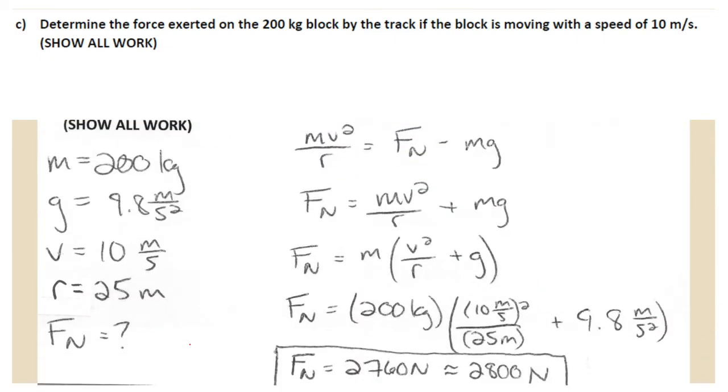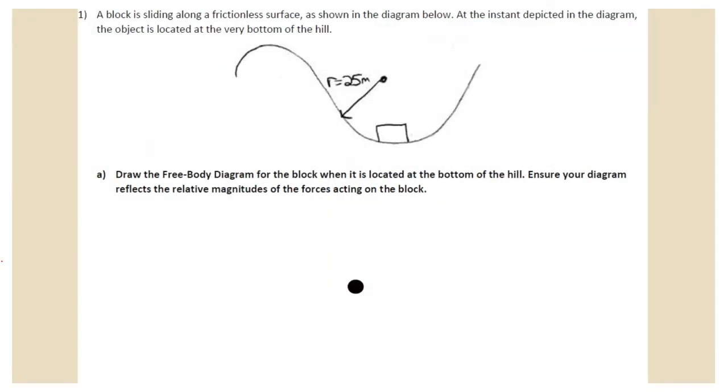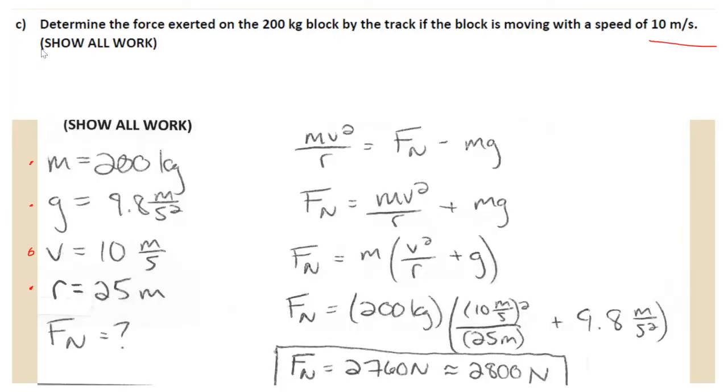Notice here in my list of knowns, I have the mass, 200 kilograms. I've got g, 9.8 meters per second squared. I've got the speed that they told us in this problem, 10 meters per second. And I got the r, which they told us in the very beginning, that was shown in the diagram, was 25 meters. And so we have our knowns. The normal force is unknown. And so we have mv squared over r equals Fn minus mg. And then we just rearrange it to solve for the normal force. Notice it says determine the force exerted on the block by the track, and so that means here we're looking for the normal force. So we have mv squared over r plus mg.